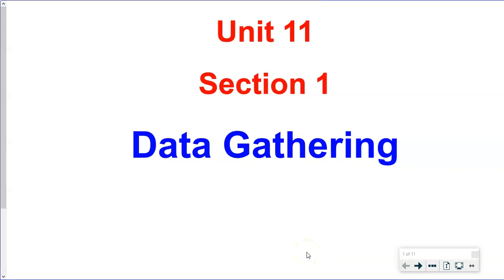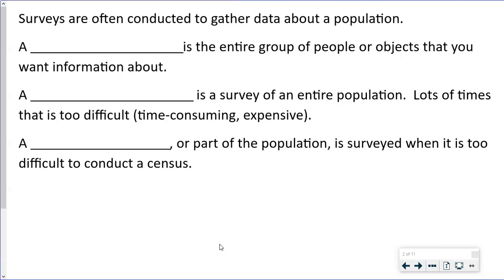So in this unit, we're going to talk about data gathering. The first thing is surveys are often conducted to gather data about a population. A population is the entire group of people or objects that you want information about. So this first term is population.